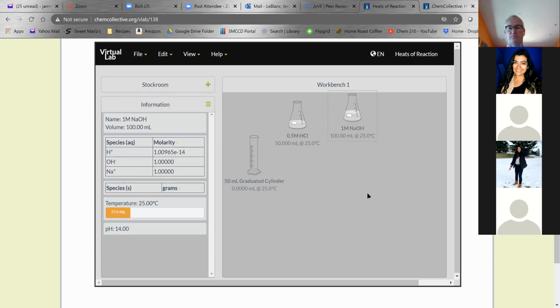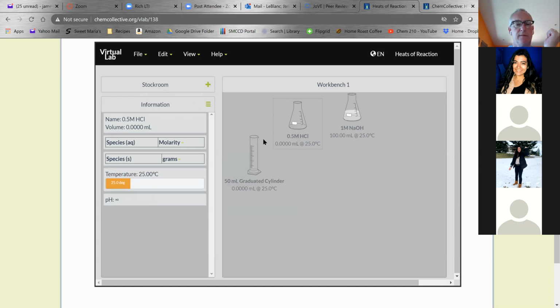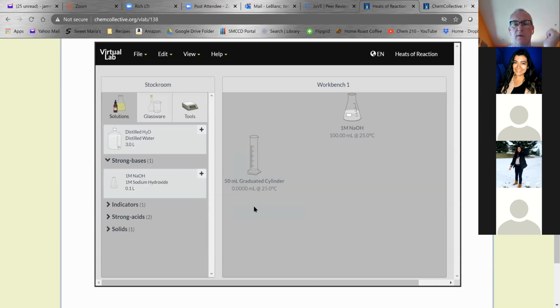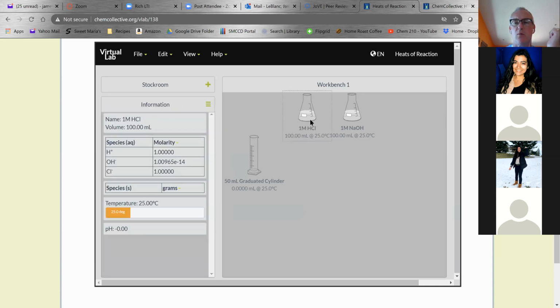Okay. So notice I've got 1 molar NaOH. So actually I want 1 molar HCl. So I'm going to remove that. I want my base and acid to be the same. So I'm going to get 1 molar. There we go. So I've got 1 molar strong acid, 1 molar strong base.